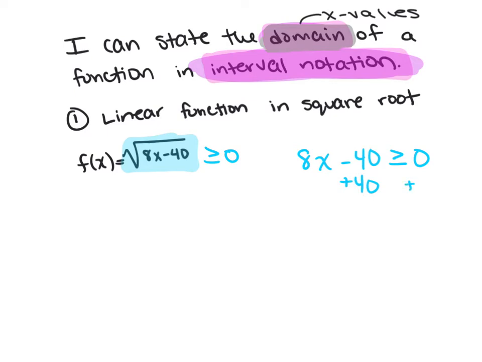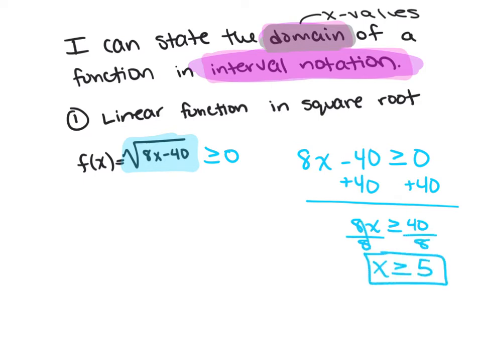Okay, so I'm going to get x by itself. We have 8x is greater than or equal to 40. And we'll get x is greater than or equal to 5. So that's the domain for this linear function in the square root. But I want to know what that is like in interval notation. So that's today's lesson. We're including interval notation.